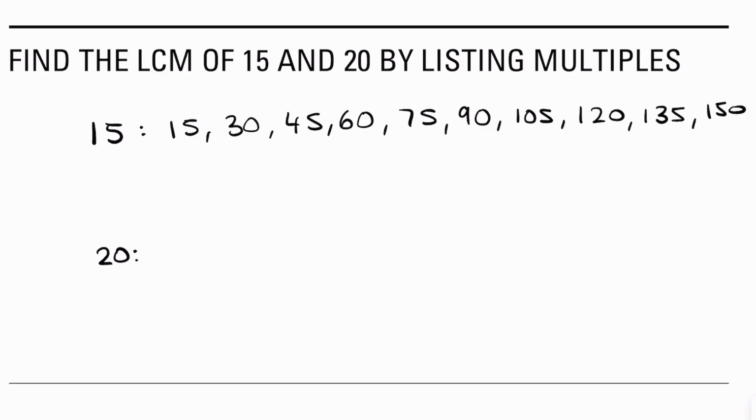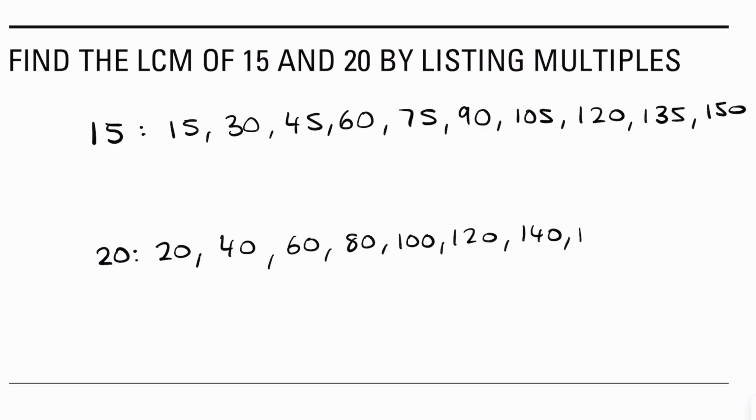So 1 times 20 is 20. 2 times 20 is 40. 3 times 20 is 60. And this pattern will continue on until we get to 10 times 20. So we get 80, 100, 120, 140, 160, 180, and 200. Now we will go through and we'll circle the numbers that are common in both lists.